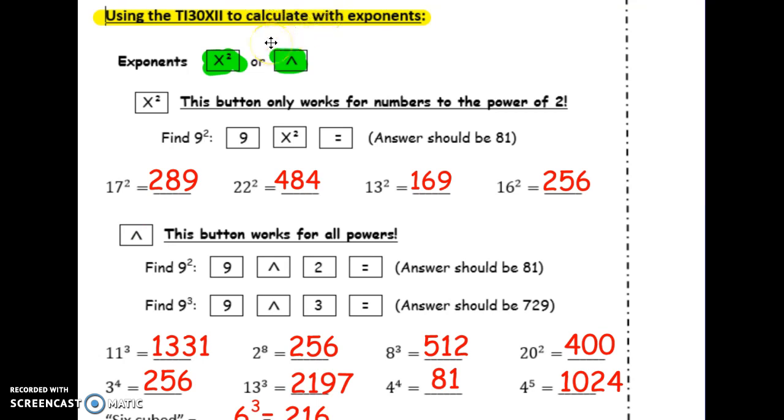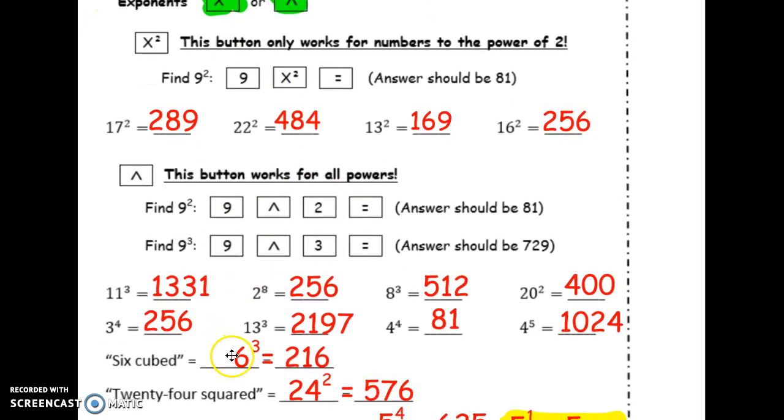Okay, so while practicing with your new buttons that allow us to do exponents, remember for this one, you would type in 17, and then you would hit your X squared button. Should give you 289. 22 squared, 484, 13 squared, 169, and 16 squared, 256. Remember, you could have used your caret button because anytime you put in the base and then the caret button, just like at this example, 9 caret 2, it'll do the same thing as hitting the X squared button does, okay? But you definitely need the caret button for these ones down here.